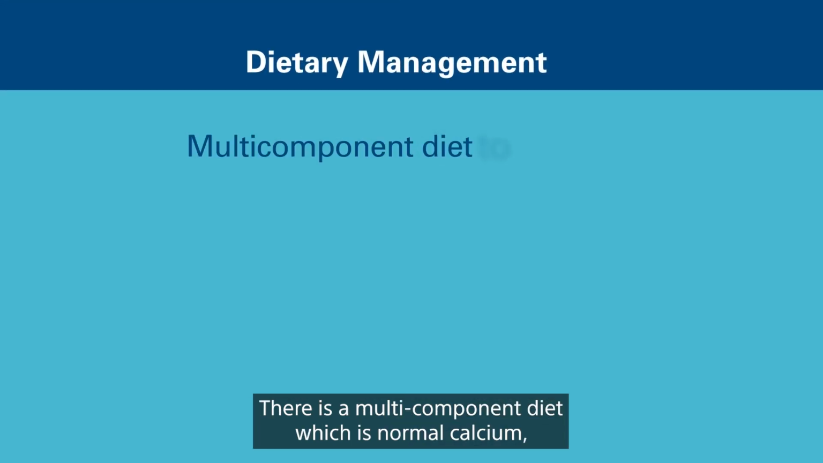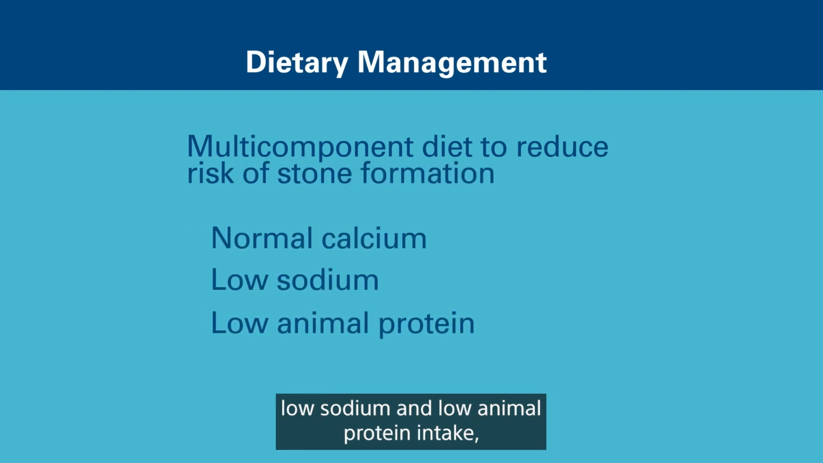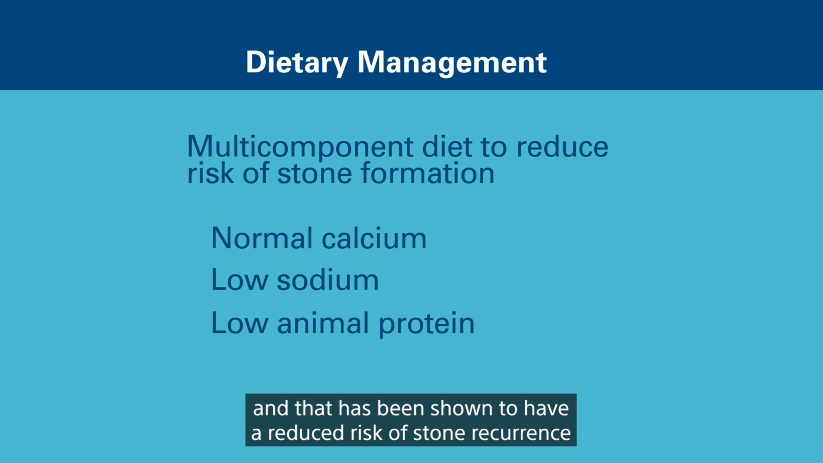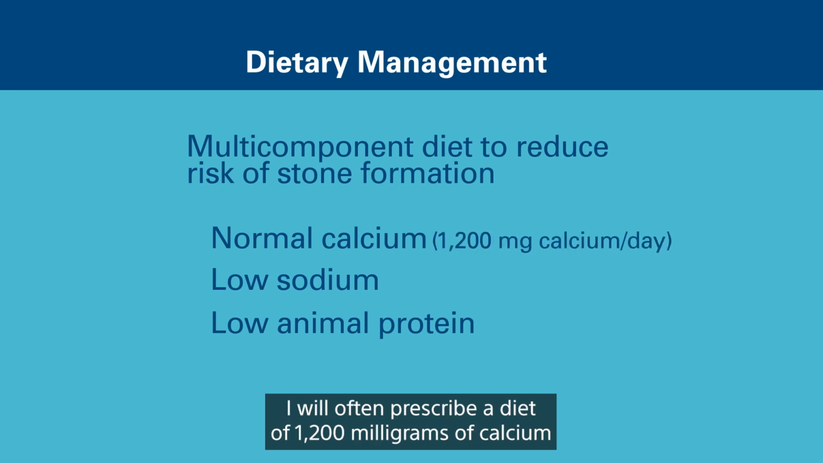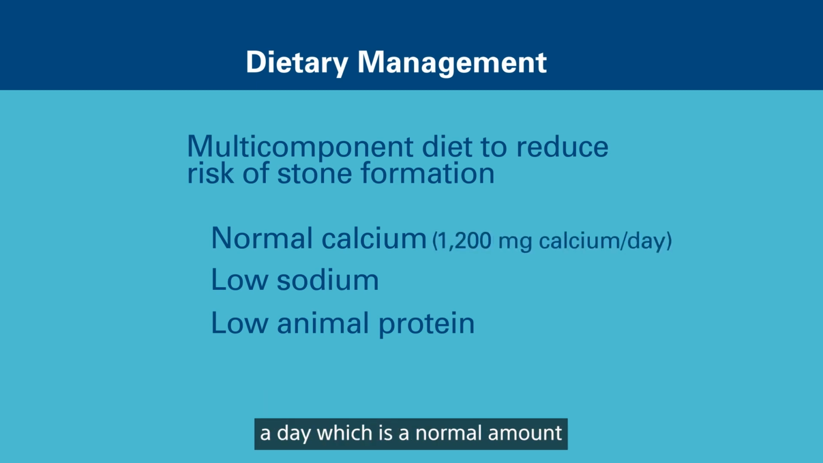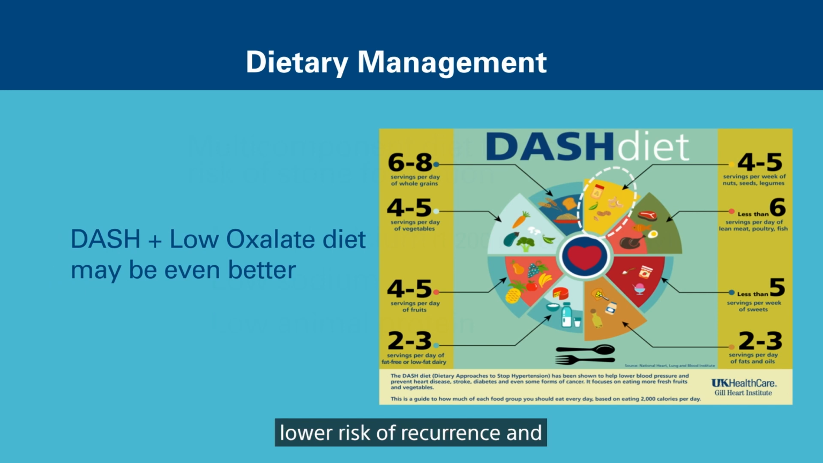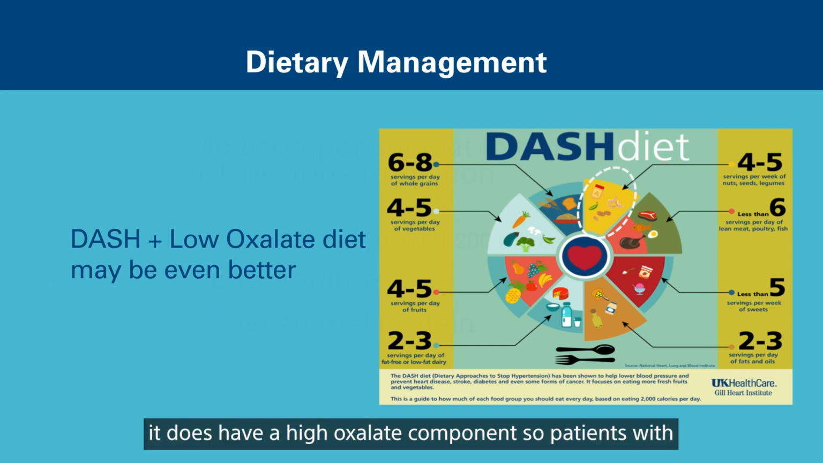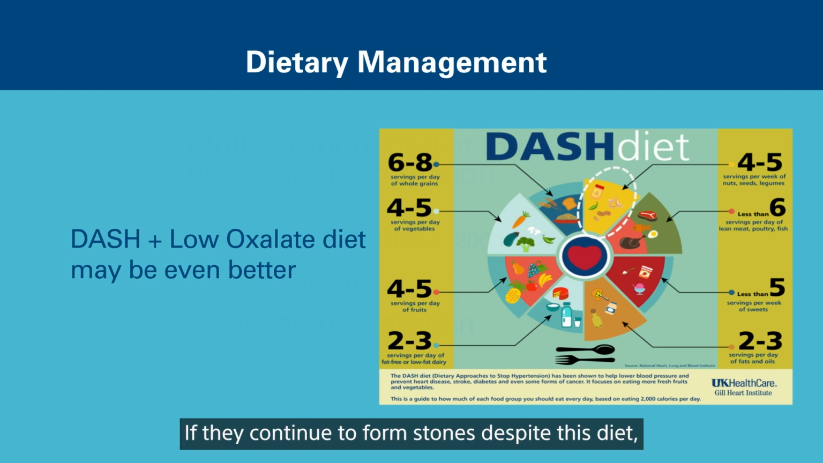There is a multi-component diet, which is normal calcium, low sodium, and low animal protein intake, and that has been shown to have a reduced risk of stone recurrence compared to just a low calcium diet alone. I will often prescribe a diet of 1,200 milligrams of calcium a day, which is a normal amount, as well as a low sodium diet. The DASH diet has also been shown to have lower risk of recurrence, and it does have a high oxalate component, so with patients with significant hypercalciuria, you have to be careful about that. If they continue to form stones despite this diet, they should be on pharmacologic management.